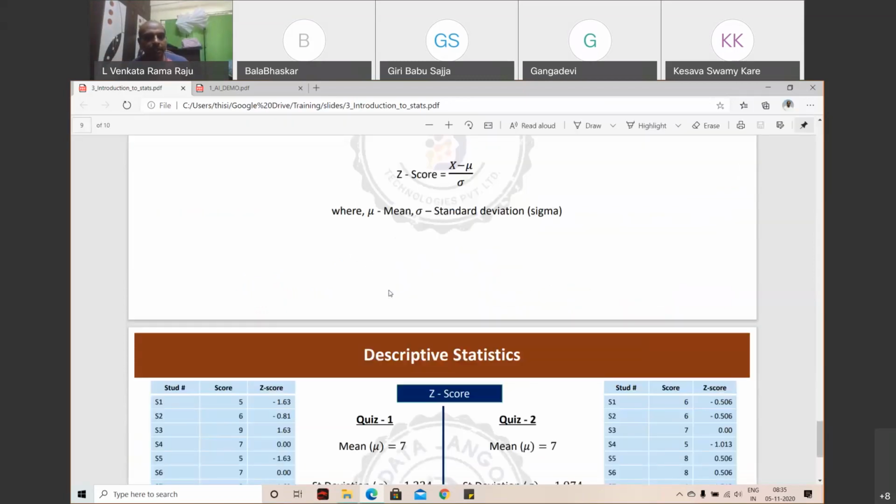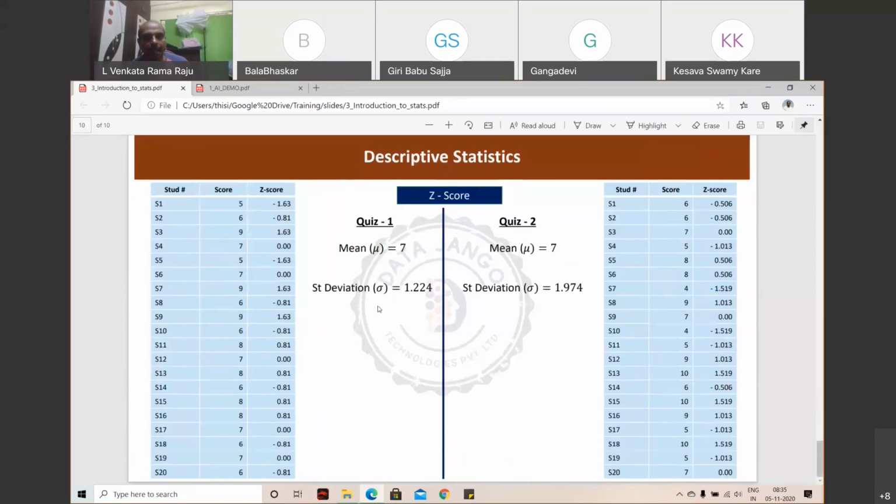I took one example here. Previously I said that I traveled from Hyderabad to Bangalore. I know only that. I don't know any metrics, like standard deviation. Now I need to travel from Hyderabad to Mumbai. You know the distance between Hyderabad and Bangalore, it is 600 kilometers. You know the distance between Hyderabad and Mumbai, I don't. So what do you do?